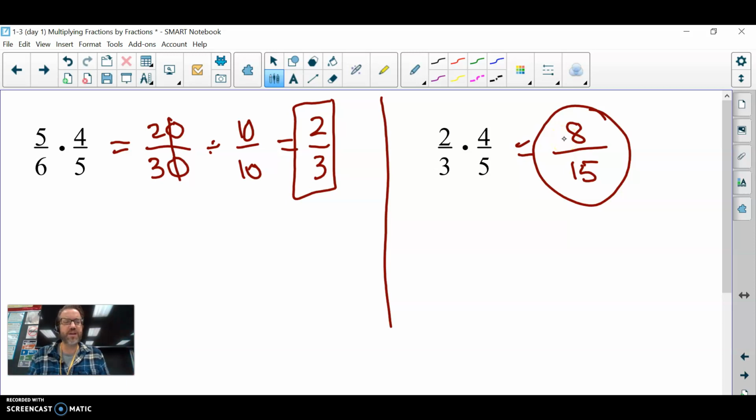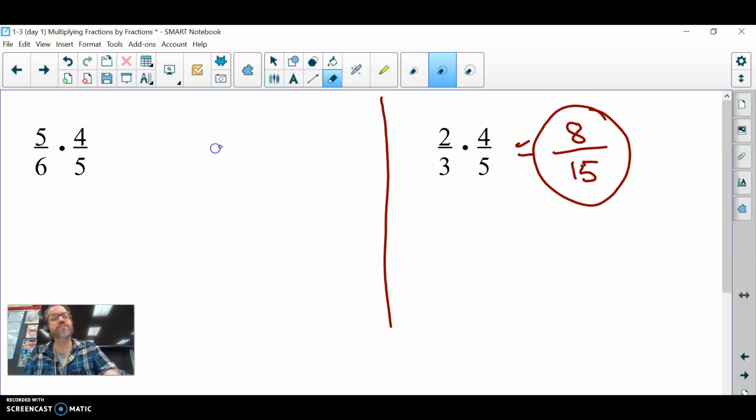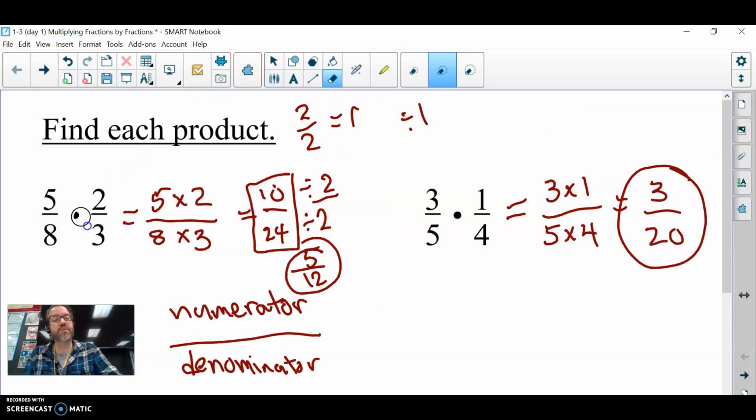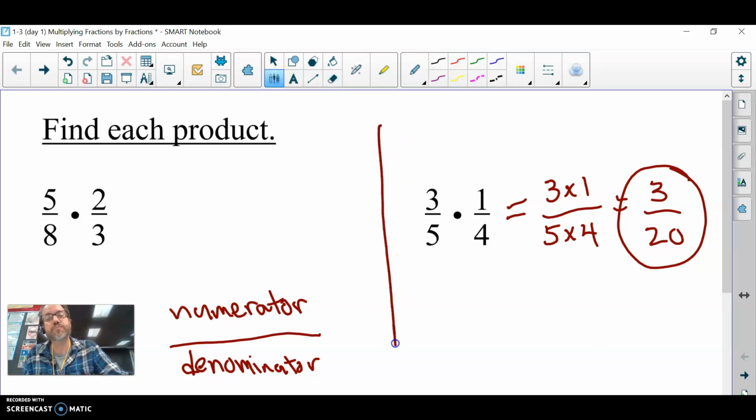All right, so I promised I would show you another way that we can do our simplifying. So I'm going to go ahead and erase my work for this problem. And back on the prior page, I'll erase my work for this problem. Because those were the two examples where we had to do some simplifying at the end after we had multiplied them together. Okay, I'm going to show you how you can simplify these ahead of time.